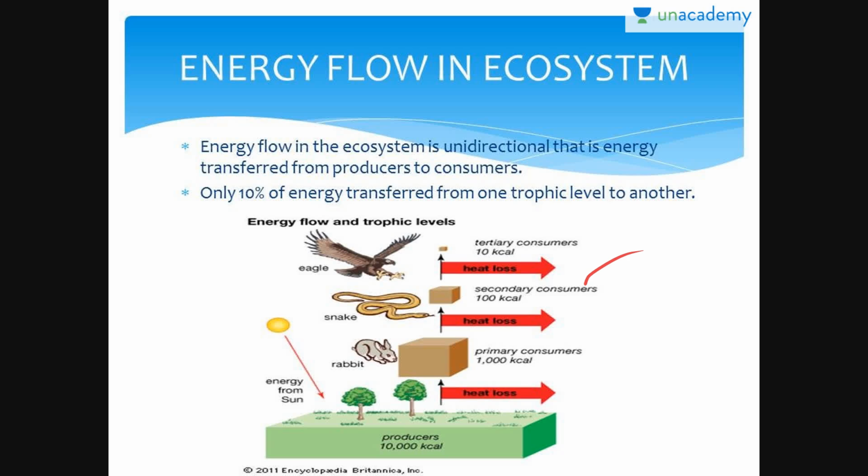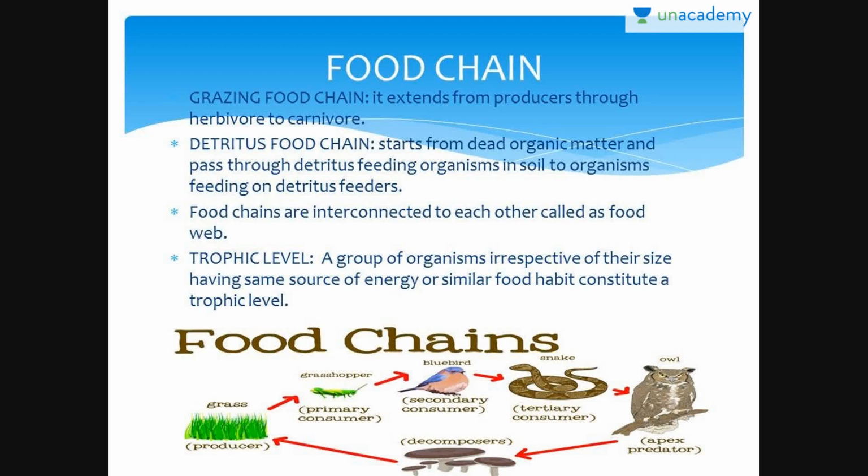All organisms depend on producers either directly or indirectly. Energy flow in the ecosystem is unidirectional, that is, energy is transferred from producer to consumer. Energy transfer is not absolute and spontaneous. Unless energy is degraded, it cannot be transferred. When energy is transferred from one trophic level to the other, a lot of energy is lost in the form of heat to the environment. Only 10% of the energy is transferred from one trophic level to the other. So every level just receives 10%.